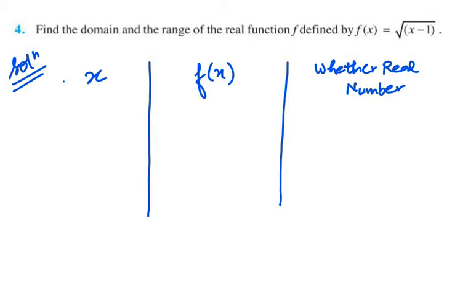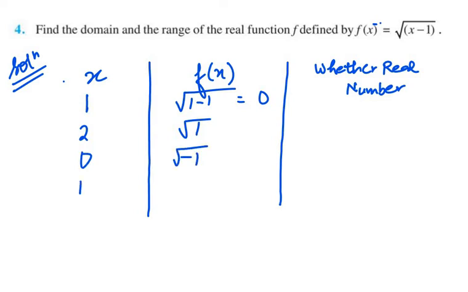So we would be taking x as 1. If x is 1, then my f(x) will be 1 minus 1, that is 0. Now if I take x as 2, it will be under root 1. Now if I take 0 as x, it will be under root of minus 1. So I would be taking some negative values, that is minus 1.